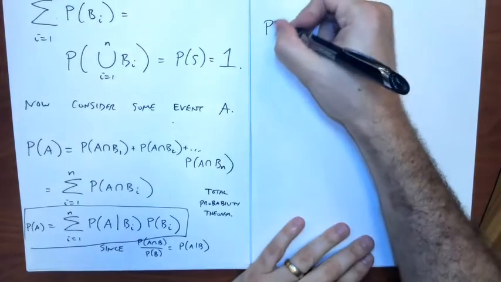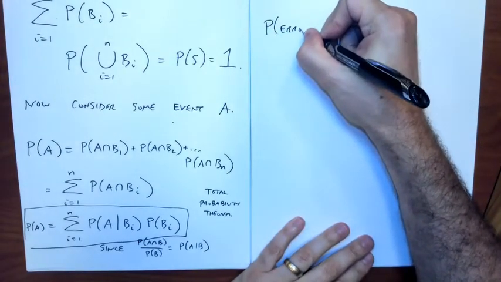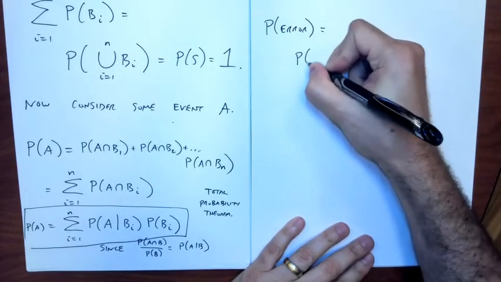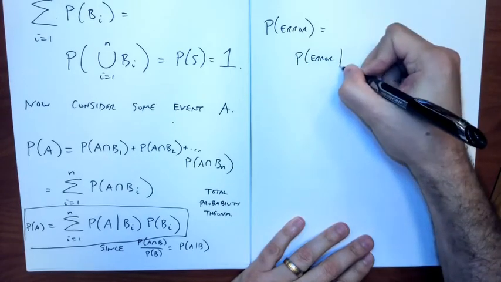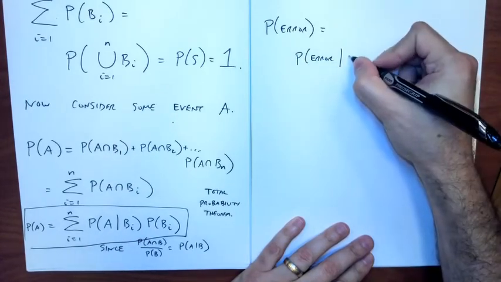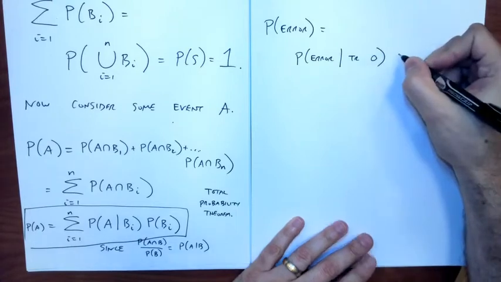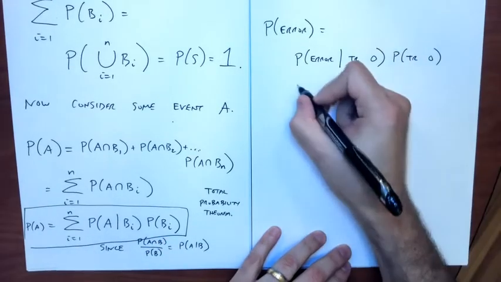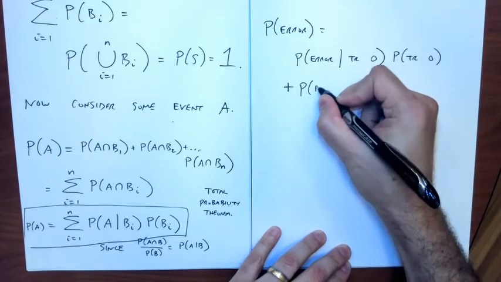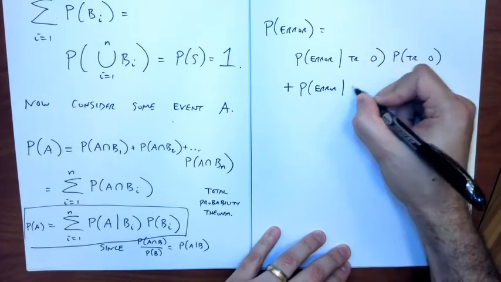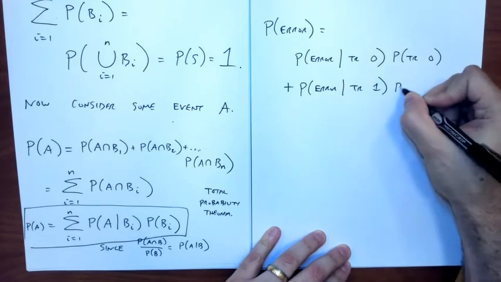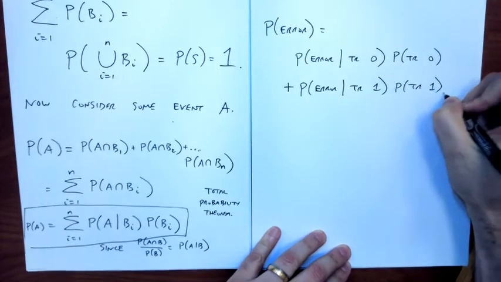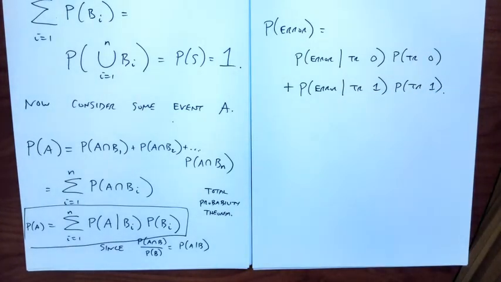And so the probability of overall error is the probability of error given that I'm in case 1, that I transmitted a 0, times the probability that I'm in that case that I transmitted a 0, plus the probability of error given that I transmitted a 1, times the probability that I transmitted a 1. Those are the two pieces that make up the whole thing.